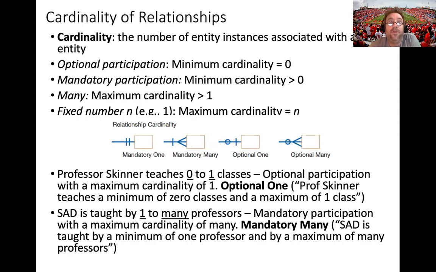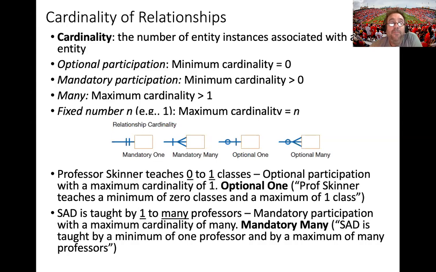Cardinality is the number of entity instances associated with another entity. So we have optional participation, where our minimum cardinality is 0. If I have a minimum cardinality of 0, do I have to be participating in whatever it is? No. The minimum I have is 0. If I have a minimum of 0, I do not have to participate. A mandatory participation is where the minimum cardinality is greater than 0. So maybe 1, it could be more than 1.